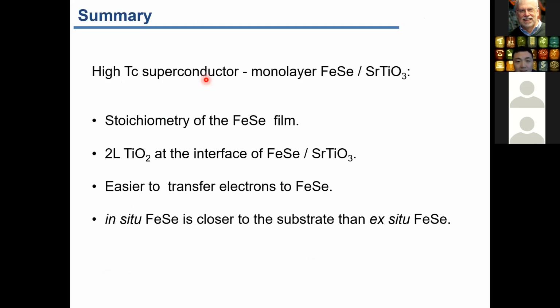All right, so to summarize, we summarize several of the criteria that are required to deal with this high TC monolayer superconductor. Stoichiometry is important, and you have this specific interface structure, which will help the charge transfer from STO to iron selenide. We also found that the in situ iron selenide is closer to the substrate than ex situ iron selenide, which may explain why the in situ sample has a higher TC than ex situ samples.